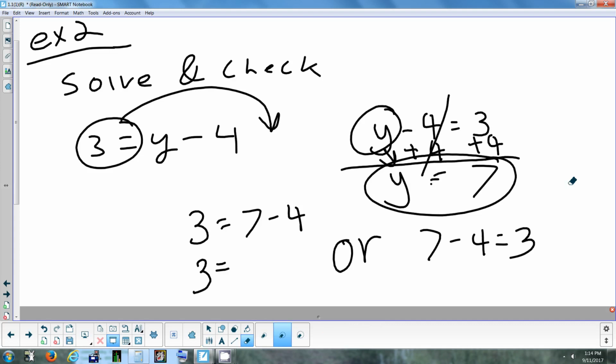So 3, and then Noah, 7 minus 4. Mr. Roy, put me on the spot, man. Yep, 3. Does that check out? Yeah. Over here, 7 minus 4, Noah just told us, it took him a second, but he told us. 3 equals 3, check. It checks both ways.